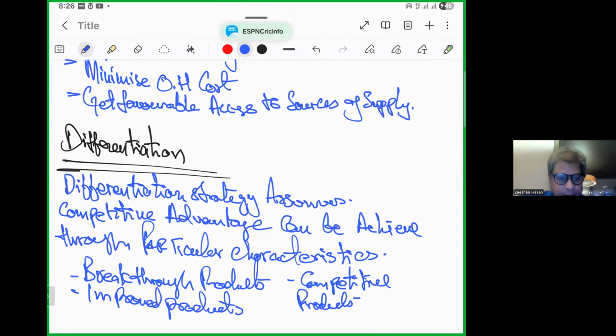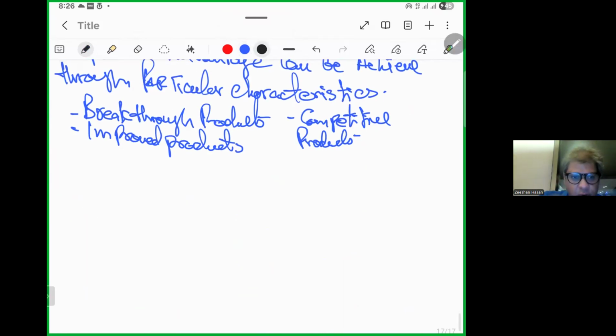So Porter assumes that differentiated products will be sold at a higher price than generic products. Who are we competing against? Our competitors in the same segment of the market. Where is the source of differentiation that we have to look at? Then how to use it in performance management?